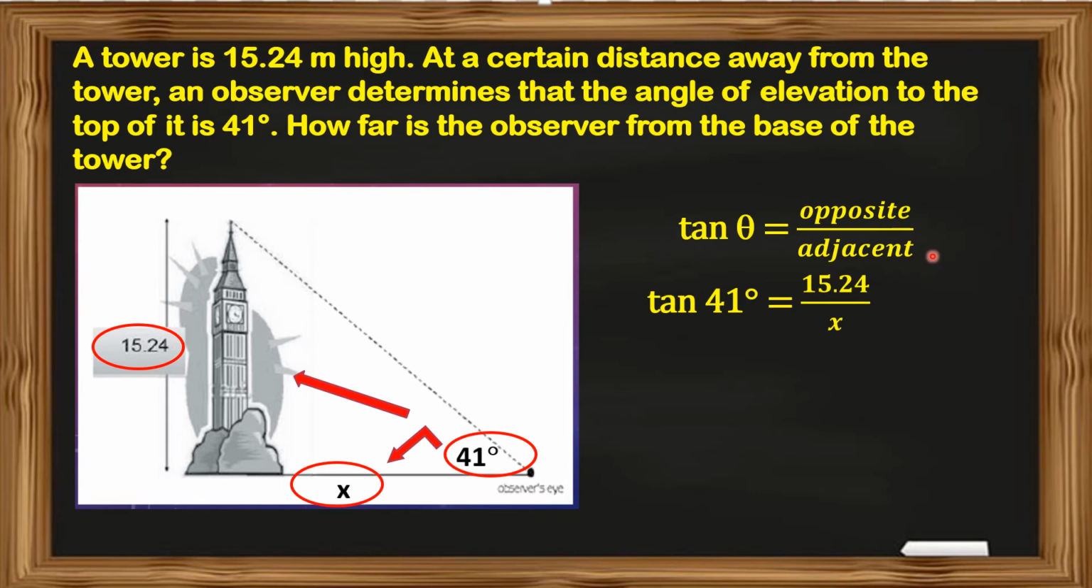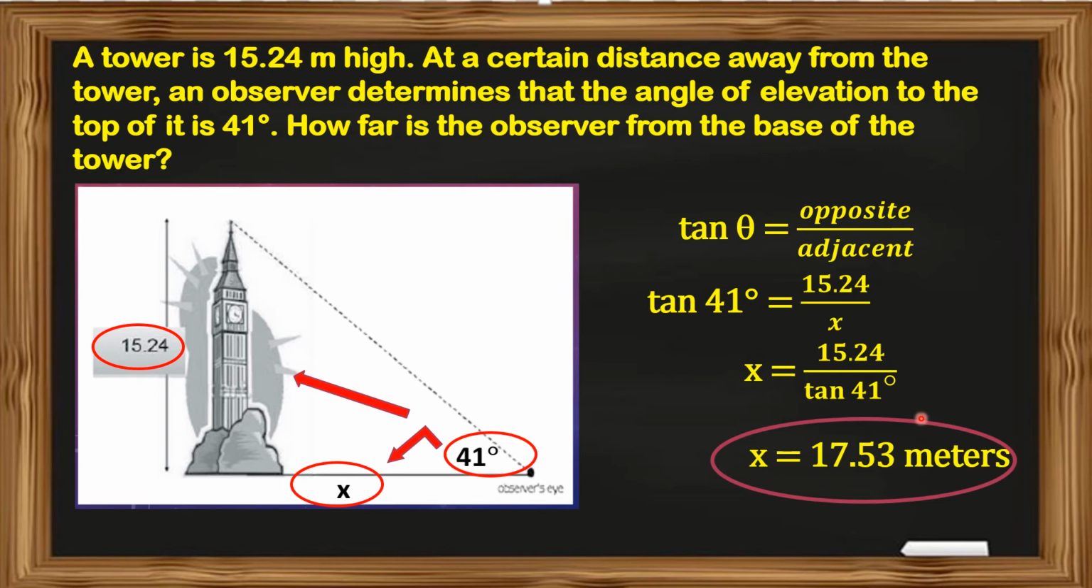Substituting the given values from the problem, our equation will be tangent 41 is equal to 15.24 over x. If we solve for x, we do cross multiplication, we will have 15.24 divided by the value of tangent 41 degrees, and the answer is going to be 17.53 meters. Therefore, the observer is 17.53 meters away from the base of the tower.